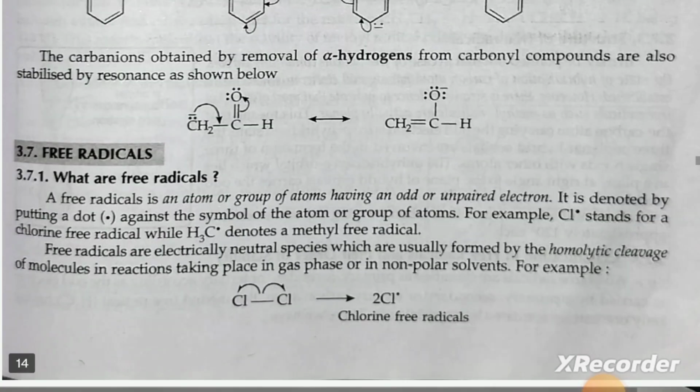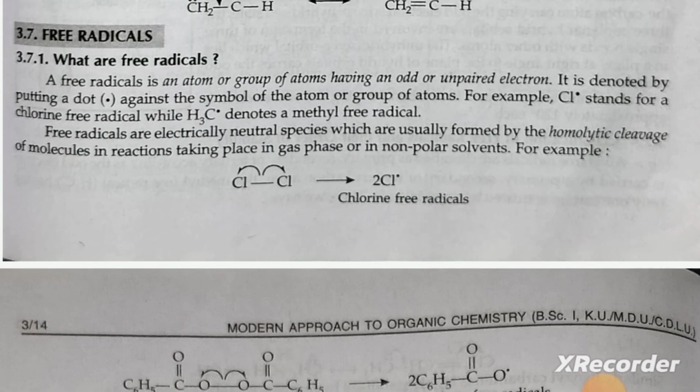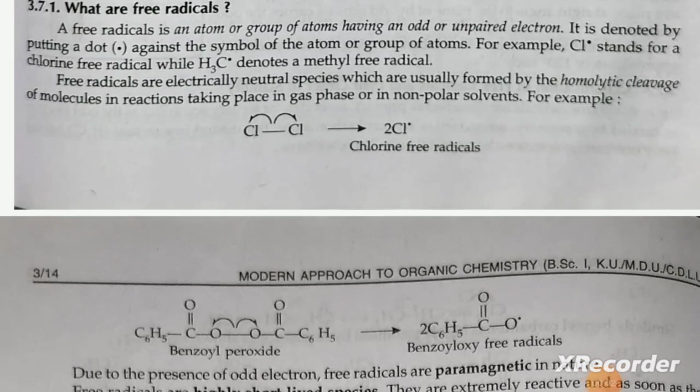Free radicals. What are free radicals? A free radical is an atom or group of atoms having an odd or unpaired electron. It is denoted by putting a dot against the symbol of an atom or group of atoms. For example, Cl radical stands for the chlorine free radical, while CH3 radical denotes a methyl free radical. Free radicals are electrically neutral species which are usually formed by the homolytic cleavage of molecules in reactions taking place in gas phase or in non-polar solvent.